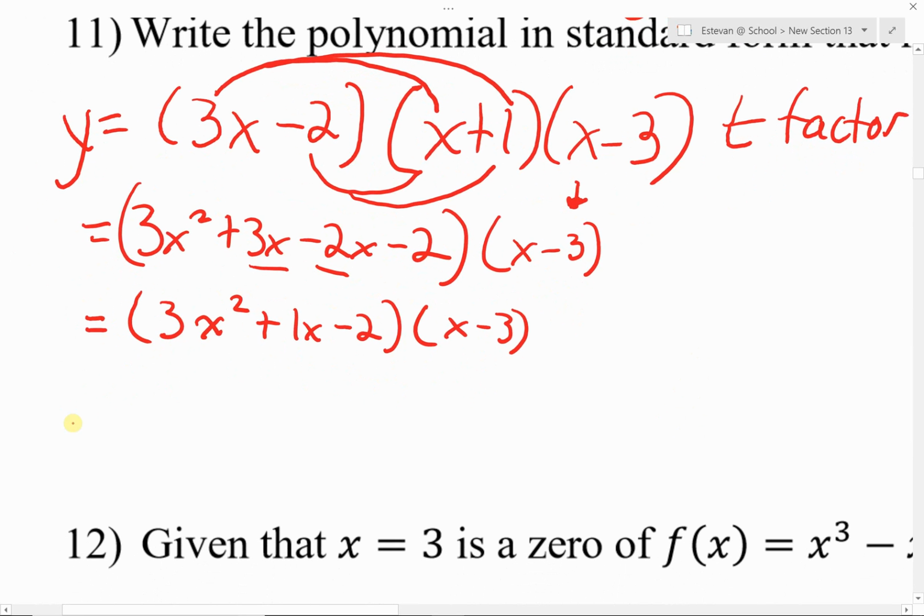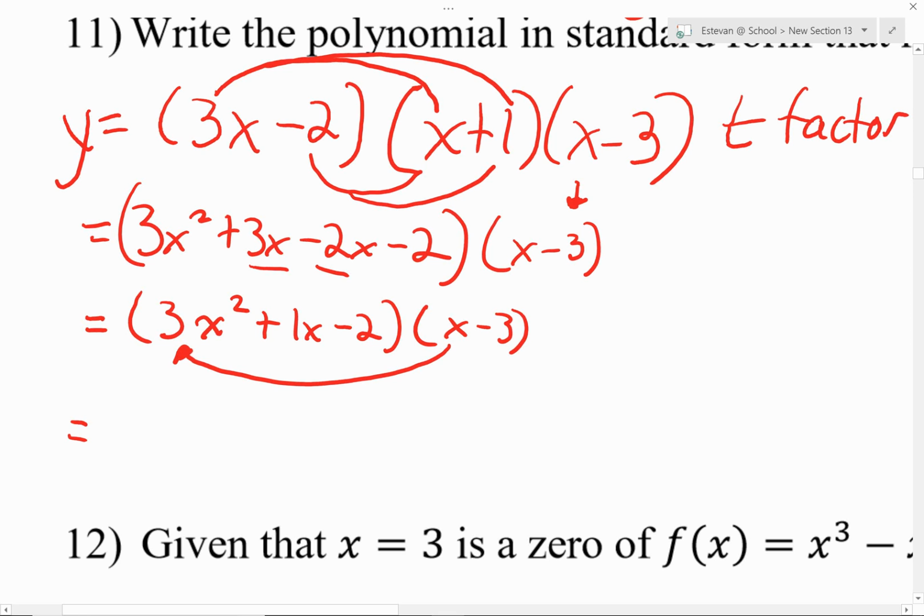Alright, then from here, me personally, I like to distribute backwards because I'm only dealing with two terms. It's easier to keep track. Other people just like to distribute. Either way, you'll end up with the same answer. I'm going to just distribute backwards. X times, never mind. Might as well distribute the long way instead.